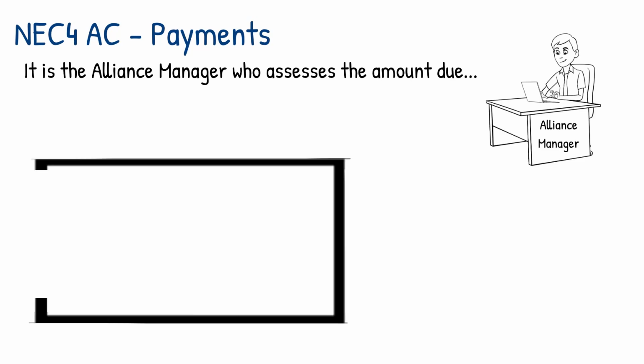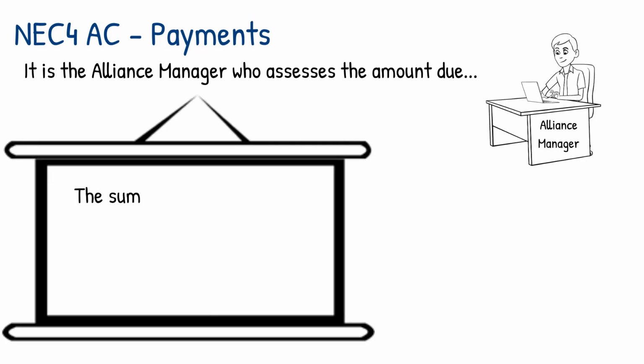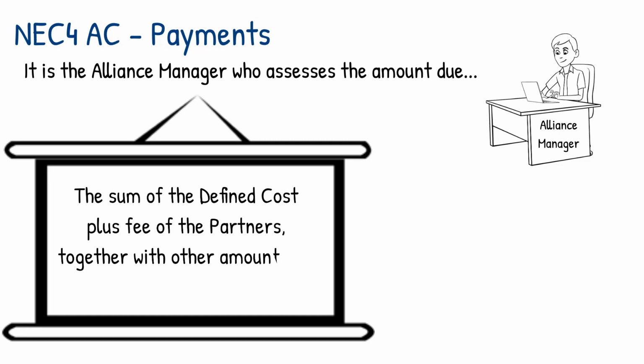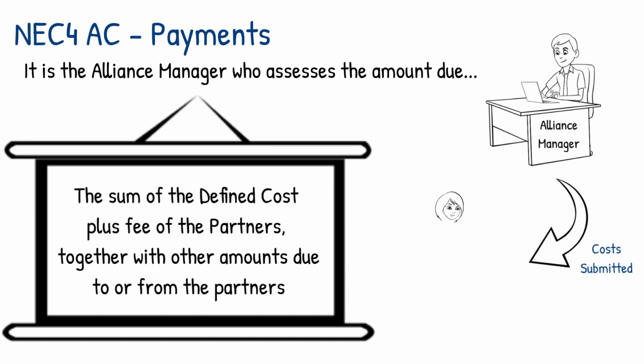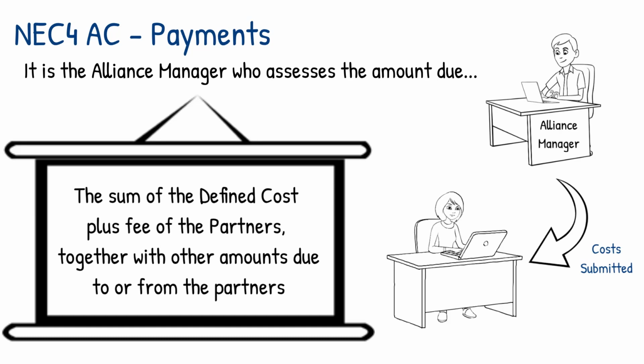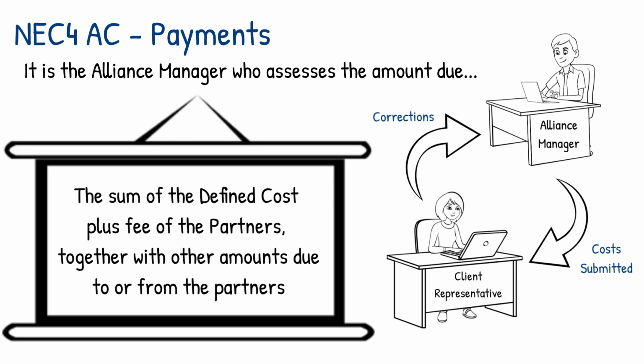The Alliance Manager assesses the amount due, and this is calculated by finding the sum of the defined cost plus fee for the partners, together with other amounts due to or from the partners. This is then submitted to the client's representative, who checks the amounts being claimed for payment and informs the Alliance Manager of any corrections that may be required. The Alliance Manager makes the corrections as necessary and resubmits the application for final approval.